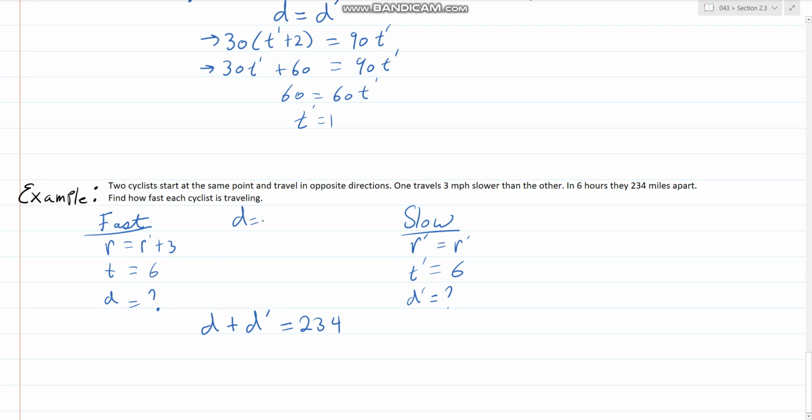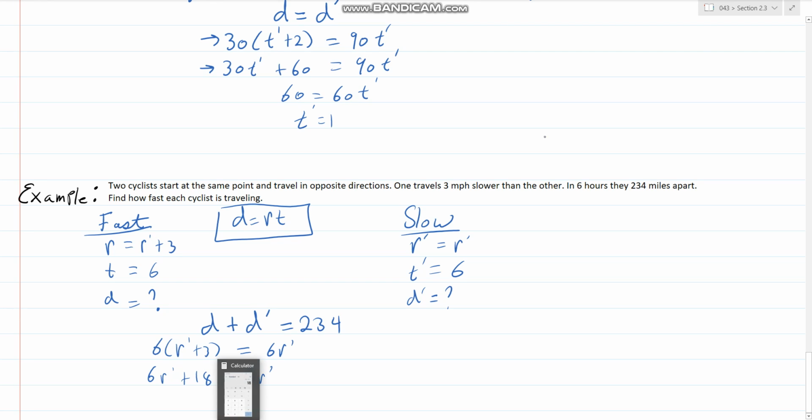So again, we need to know distance equals rate times time. That's assumed that we know that. 6 times r prime plus 3 equals 6r prime, and then we can begin to solve. 6r prime plus 18 equals 6r prime, and something went wrong. What went wrong? Okay, I made a little mistake there.